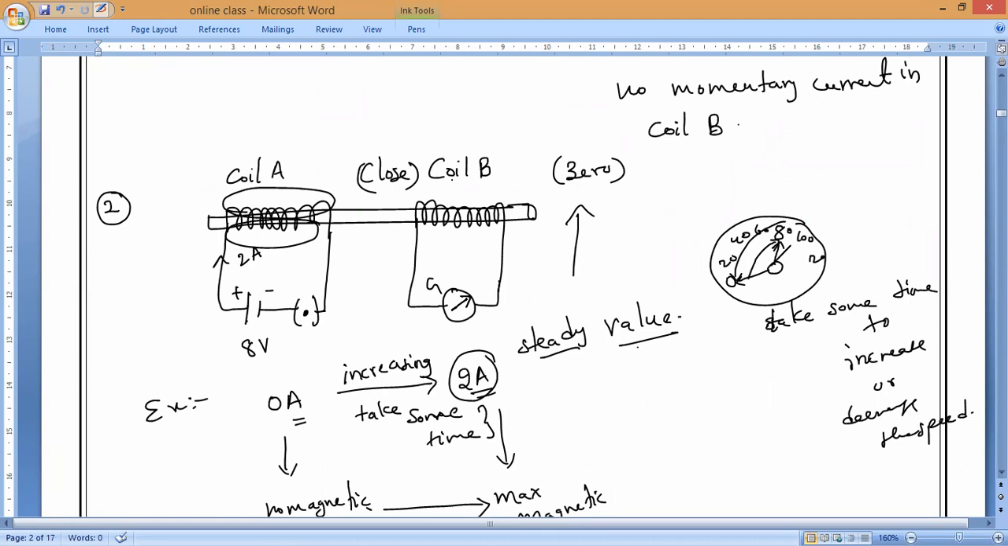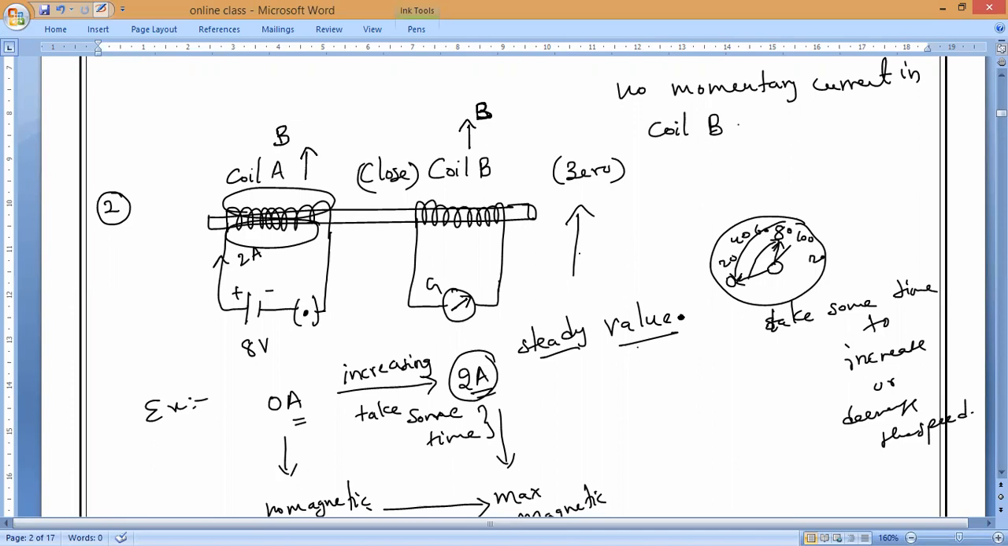So whatever the magnetic field lines are associated with coil A, they also keep on increasing in coil B when the current is rising from 0 to a steady value. Do you understand, everyone? Here the magnetic field keeps on increasing, and here also the magnetic field keeps on increasing. So when the magnetic field keeps on increasing, it increases the potential difference in coil B also. The increased potential difference will induce the current in coil B.